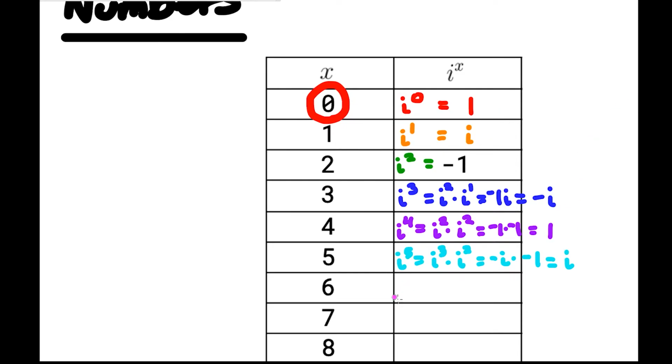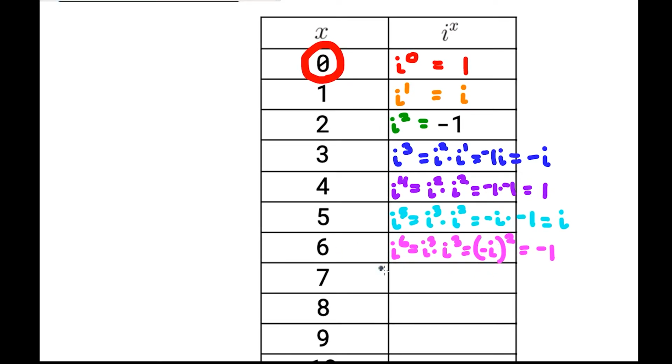All right, let's keep going. i to the sixth, let's just treat that as i to the third times i to the third. i to the third is equal to -i, so it's going to be -i quantity squared, which is going to be -i times -i. Well, that's -i quantity squared. i squared is -1, so this is just going to be -1 again. So if you notice, it goes 1, i, -1. If you notice here, it goes 1, i, -1. So far we definitely are following this pattern.